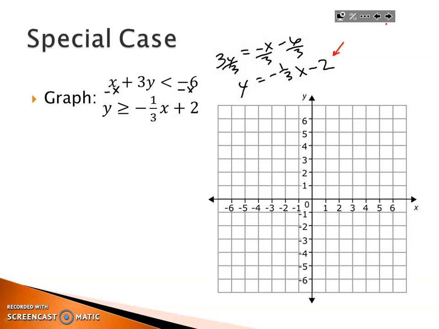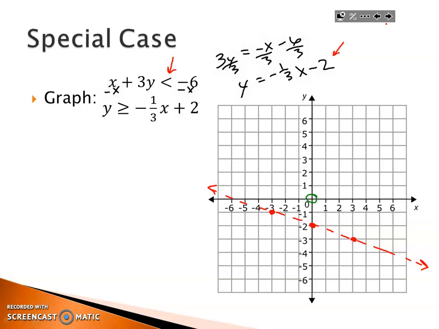So I'm going to graph this one that I just put that red arrow with. It's at negative 2. Okay? And I could go up 1, left 3, or I could go down 1, right 3. Either one of those would work. And I'm going to use a dashed line with that. Okay? And I'm going to do a test point.